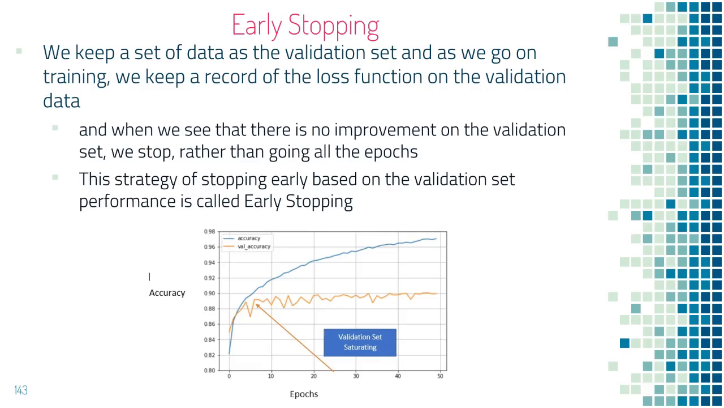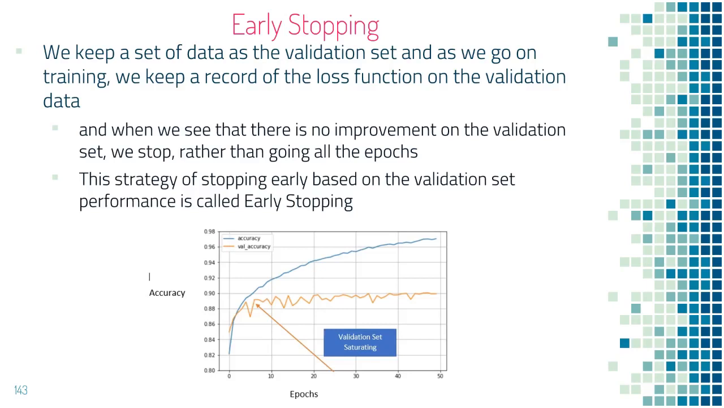And when you see that there is no improvement on the validation set, you will stop rather than going through all the epochs. If you have decided to perform 1,000 epochs, but after reaching the 500th epoch you do not find any improvement in the validation set performance, then instead of continuing with the remaining epochs, you can stop the training. That saves your time and allows you to come up with a newer or more complex model. This strategy of stopping early based on the validation set performance is called early stopping.